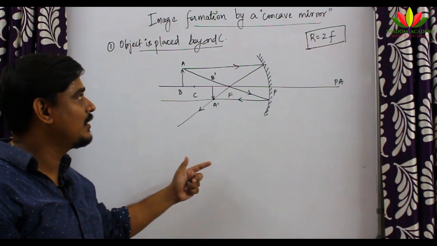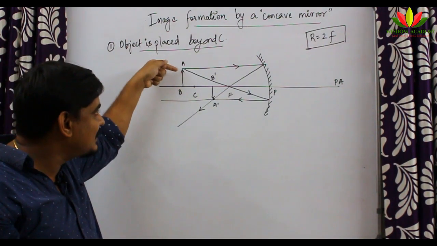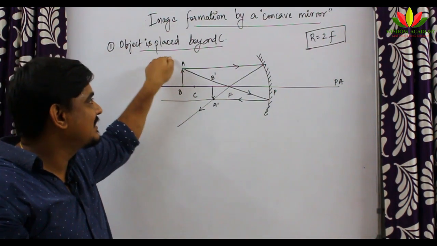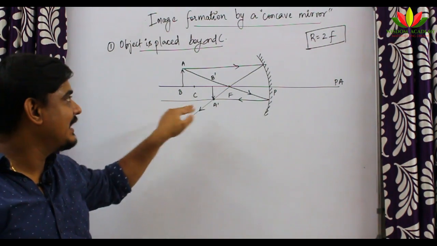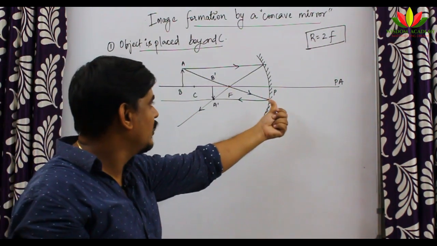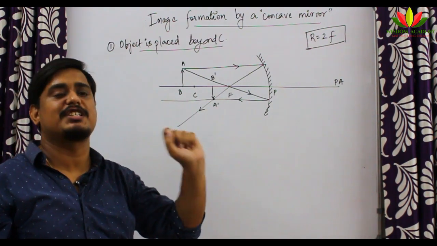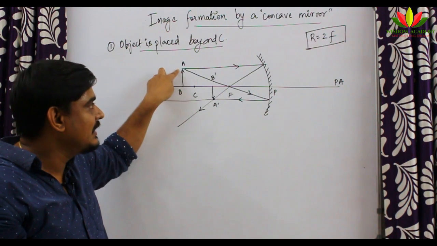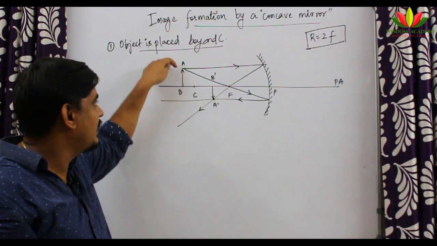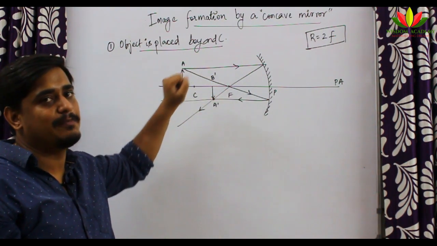You can see once again to understand that I have taken an object AB and from its tip A, I have passed the ray parallel to principal axis which has passed through the focus. Second ray I have passed through the focus which became parallel to principal axis. I have found their point of intersection. Where the point of intersection is there, the head will be formed. And from the head I will draw a straight line. I have got the A dash, B dash.